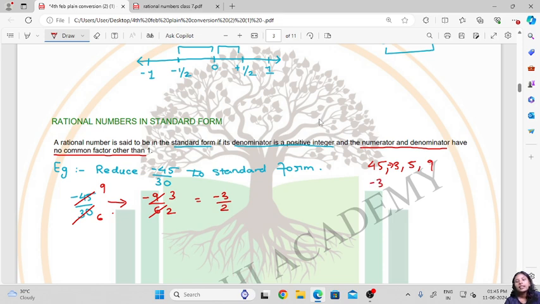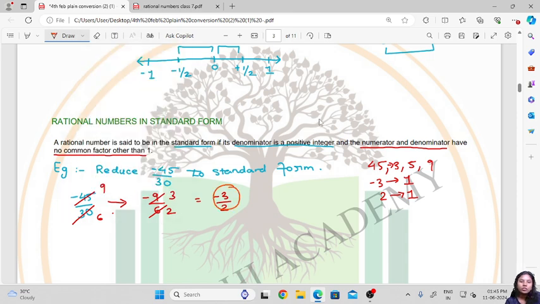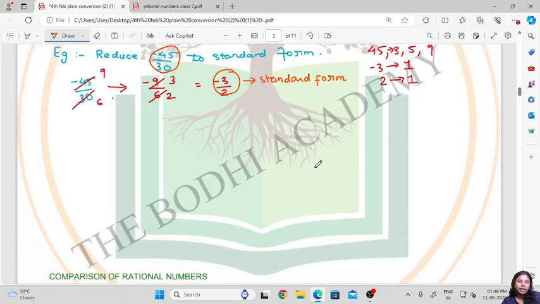Now 3 has only one common factor with 2, that is 1. It comes only in its own table, and so does 2. So now we can say that we have reduced minus 45 upon 30 to its standard form, that is minus 3 by 2. Let's take another example to understand this.